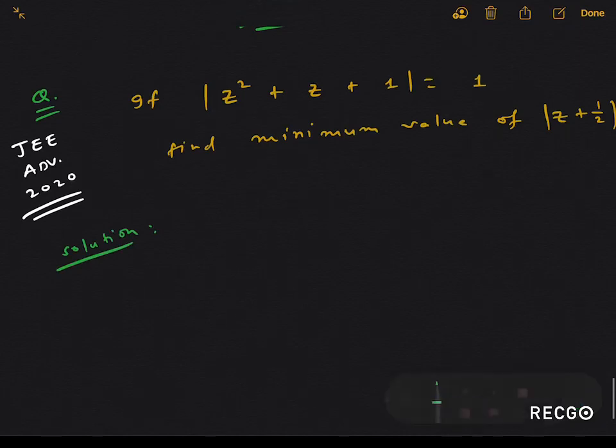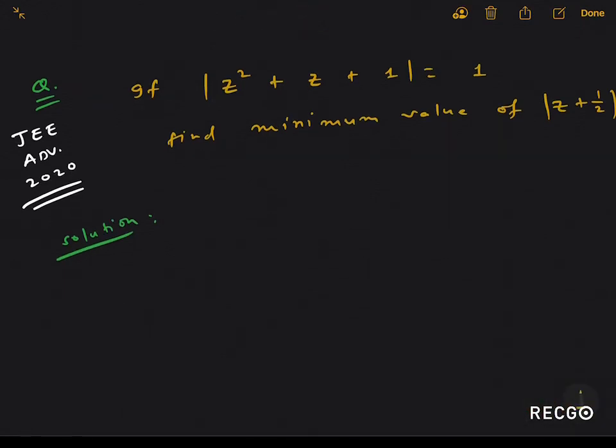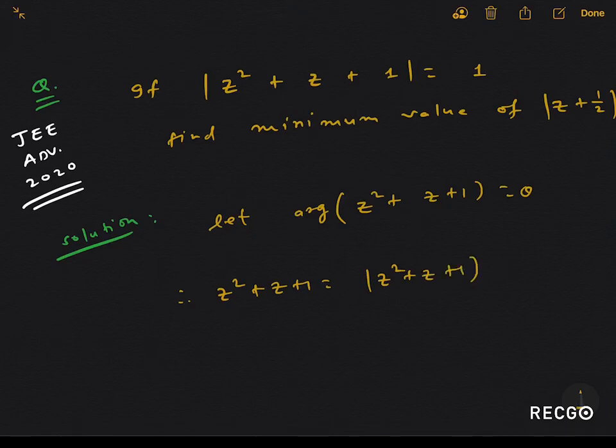Question remains the same. If mod of z square plus z plus 1 is equal to 1, we have to find the minimum value of mod of z plus 1 by 2. In that question the options were given; here I have not given the options. Let's say that z square plus z plus 1 is a complex number, so its modulus is given. Let's say the argument of z square plus z plus 1 is equal to theta.